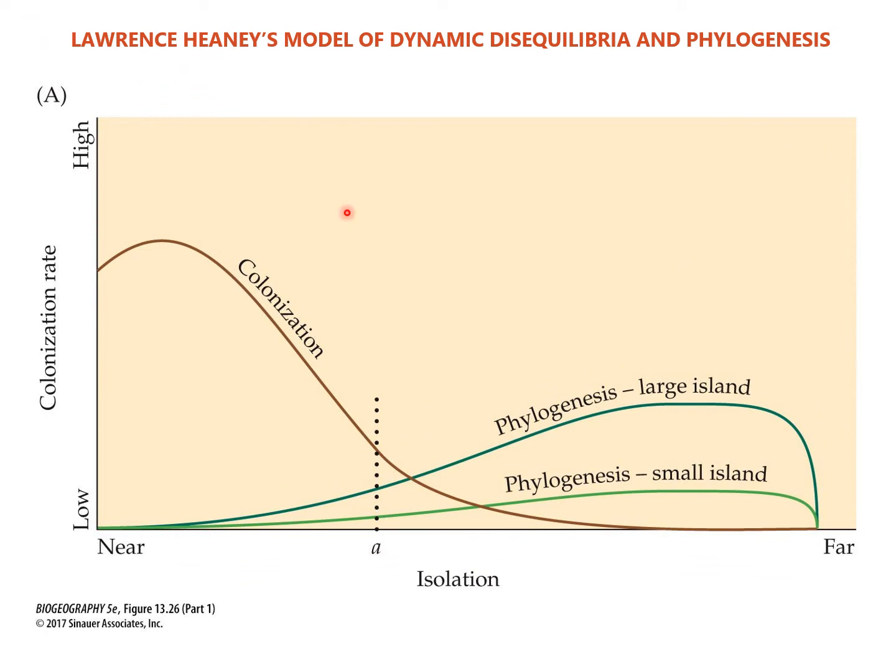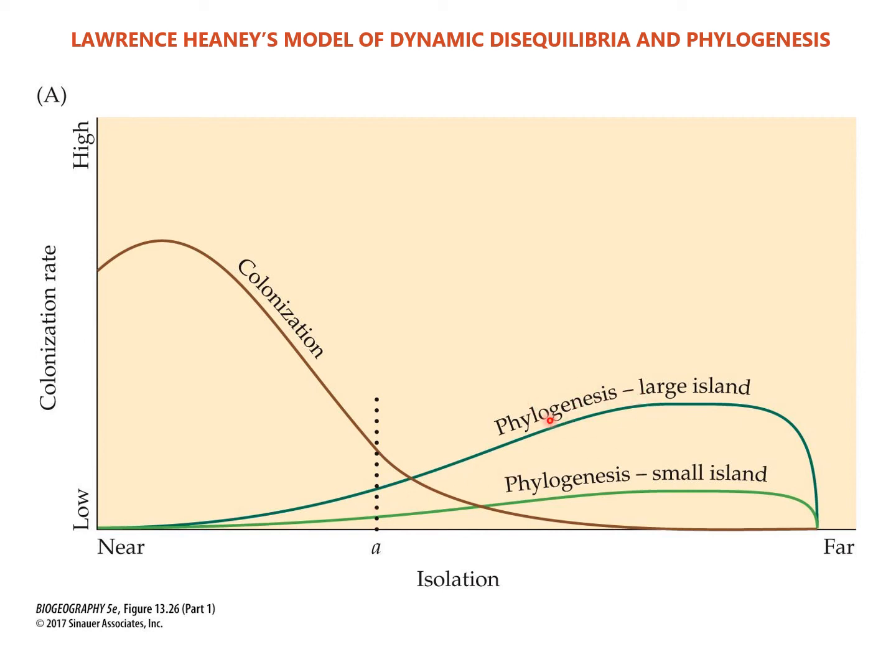I want to come back to this idea of phylogenesis and speciation happening on the island and what exactly is going on. So this is a different way of looking at this. Here we're looking at the colonization rate. That just means the rate at which new organisms or new species are showing up to the island. And this is basically immigration, and it's functioning the same way. As you increase in isolation, the colonization or immigration rate is going to decrease. We've already looked at that pretty much. The difference here is you have these other two lines that represent phylogenesis.